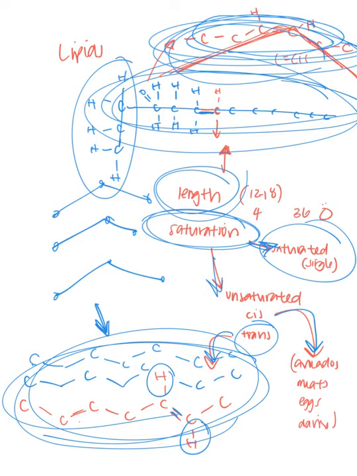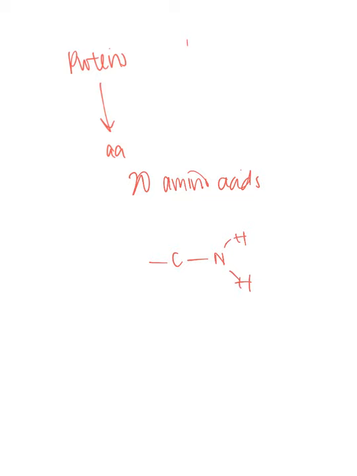Now, variation in proteins comes from the difference in amino acids. Remember we have 20 amino acids, and what makes them different? They have different R groups. So let's look at our central carbon, our NH2, our amine and our carboxyl group, and we are going to have an R group also attached to the central carbon. This R group gives us our variation.